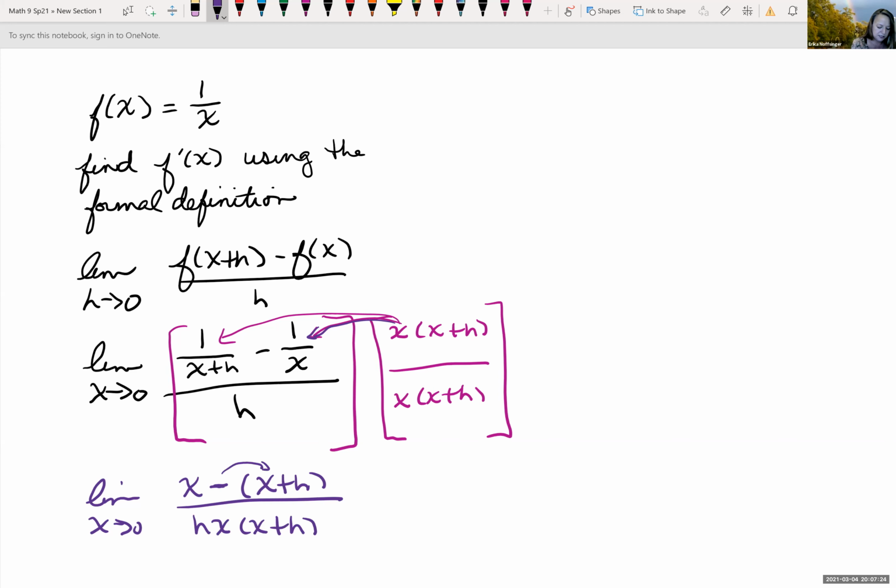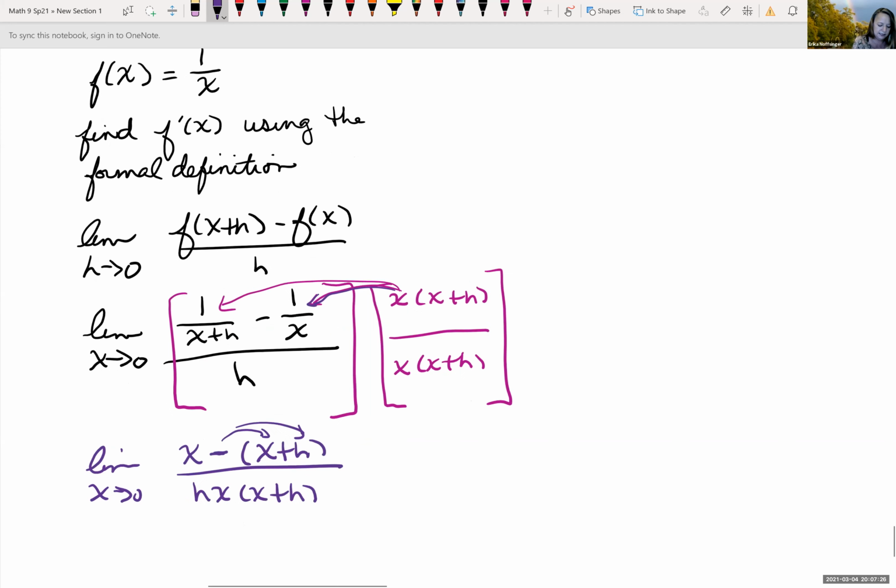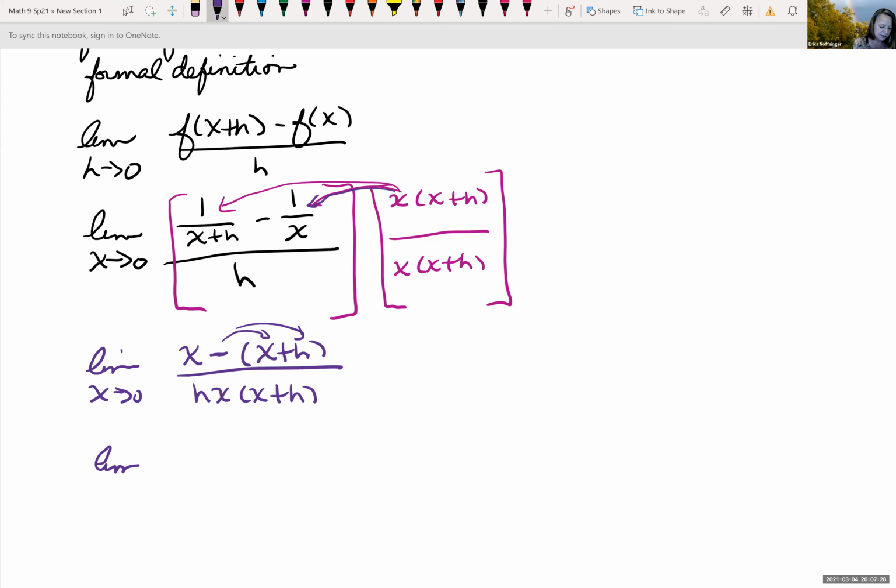So notice now if I distribute my negative sign, I have the limit as h goes to 0. For some reason I reverted to x here, but those should be h's. x minus x minus h all over h times x plus h. So notice that my x's cancel, x minus x.